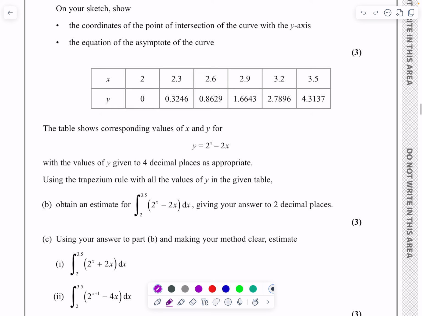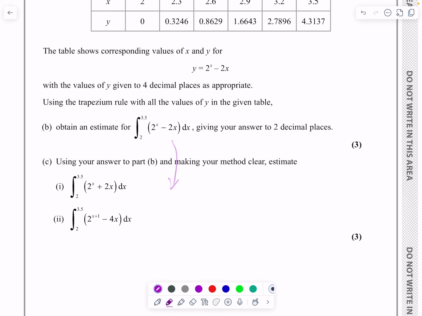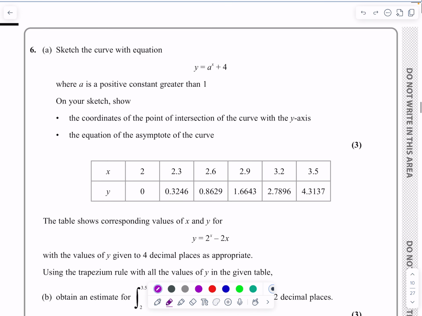We're actually going to use the trapezium rule to see if we can work out this area here. And then for the last part, we're going to be manipulating what we know about the trapezium rule to see if we can find the answers to C part 1 and part 2. Let's go back and just look at 6a though.